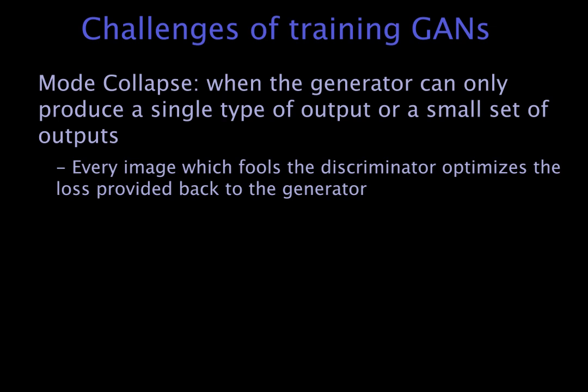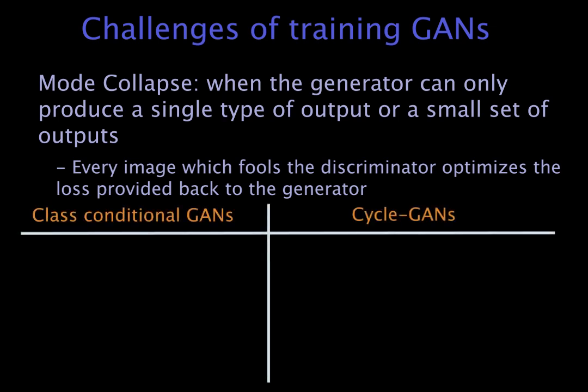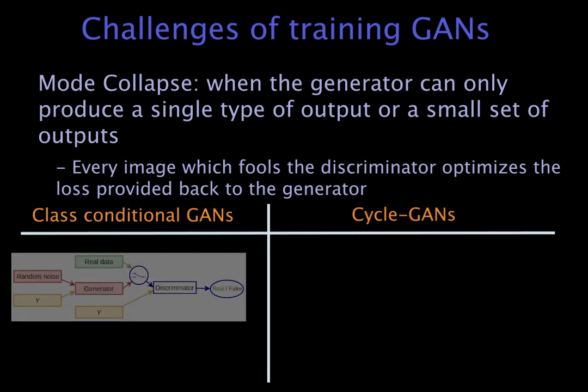Two GAN variations which mitigate this issue are cycle GANs and class conditional GANs. Class conditional GANs add an additional vector to the generator's input. This vector specifies which class the generator should produce. The discriminator then makes its classifications based on that class. As a result, the class conditional generator is incentivized to produce a wider distribution of outputs in order to improve its score. Mode collapse for each individual class can still occur, but is less likely as the representation is shared between all classes.